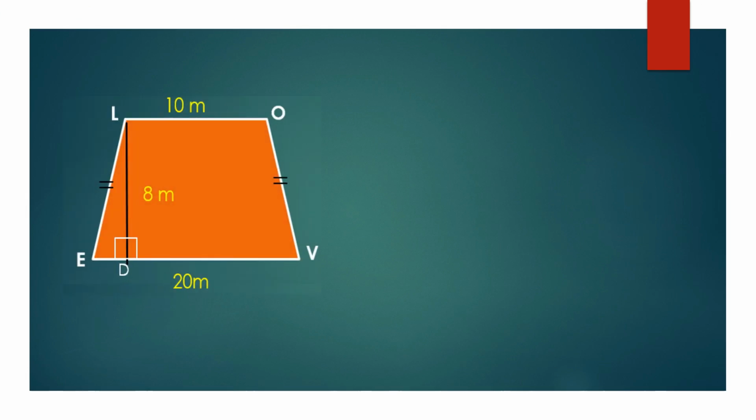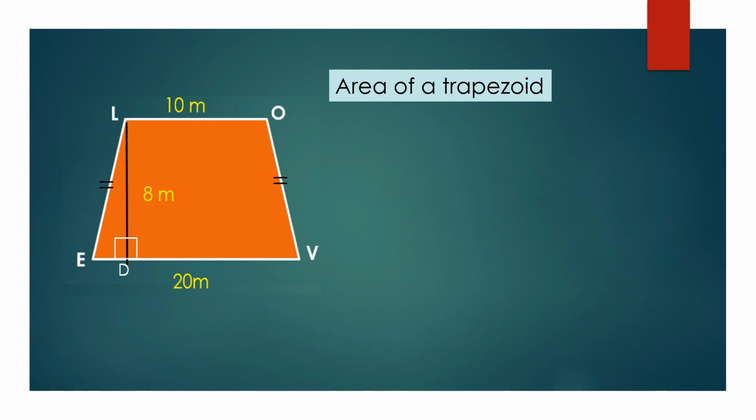How about finding the area of a trapezoid? In the given figure, quadrilateral LOBE is an isosceles trapezoid. So suppose the lengths of the bases are 10 meters and 20 meters, and its height or altitude is 8 meters. What is the area of this trapezoid? How are we going to find the area? To find the area of the trapezoid, we will use the formula. The area is equal to 1/2 of the sum of the lengths of the bases times the altitude or the height.